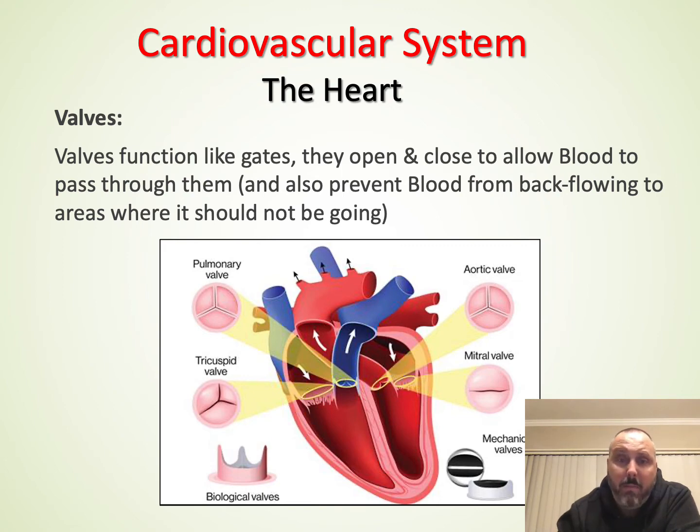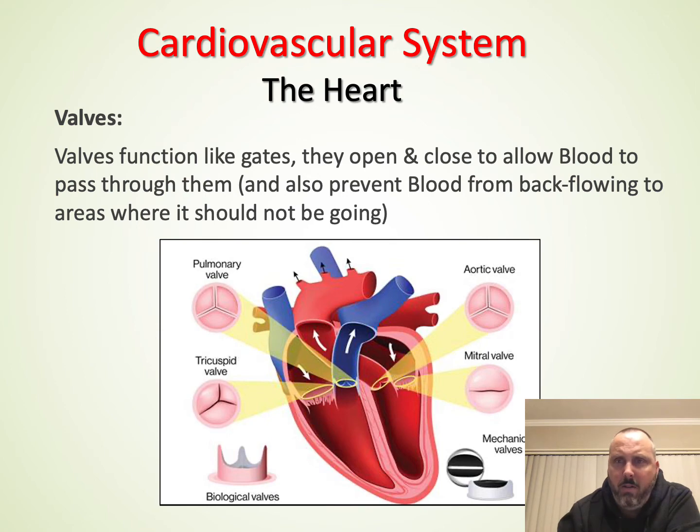Yeah, again, remembering in terms of labels, tricuspid is between the right atrium and right ventricle, and the mitral or the bicuspid is between the left atrium and left ventricle. Can be quite confusing. Once you're looking at it in diagrammatic form, it can be quite useful.